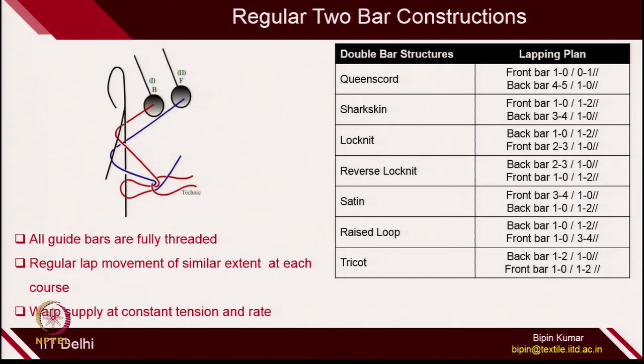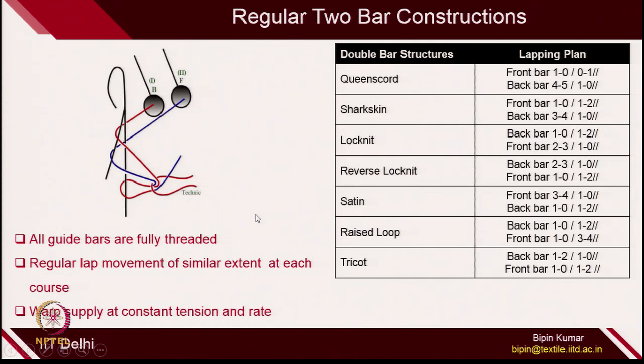extensibility. In the previous lecture we talked about how the properties of different structures are controlled with the help of overlap and underlap, controlling their directions and the positioning of the back and front guide bar lapping plans. But in most of these structures, all the guides attached to both the guide bars are fully threaded. So, each single guide on each bar is carrying one yarn.